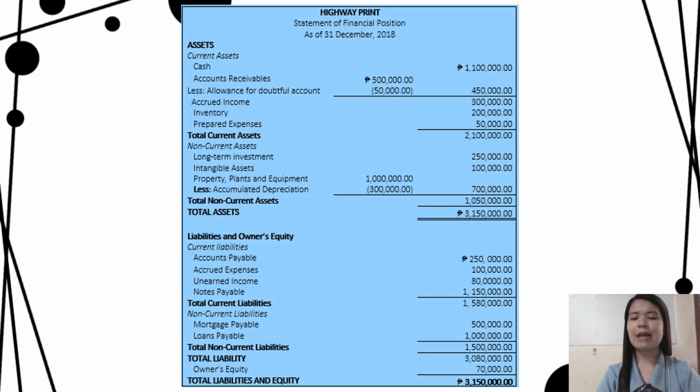Here is an example of statement of financial position in report form. As you can see, the assets are listed first, followed by the liabilities, and then the owner's equity. Also, please observe that the amount in assets is equal to the amount in liabilities and owner's equity.